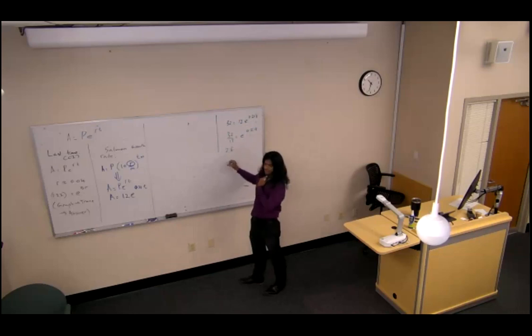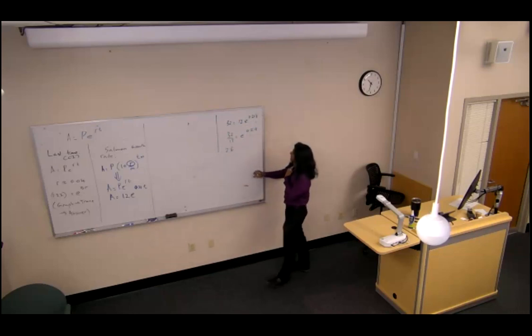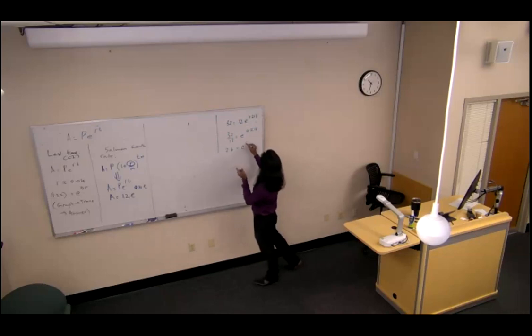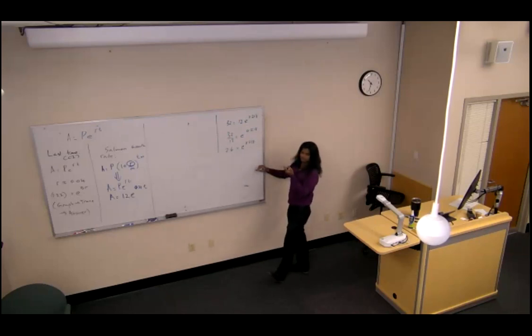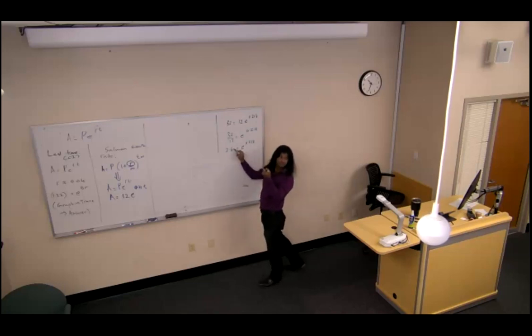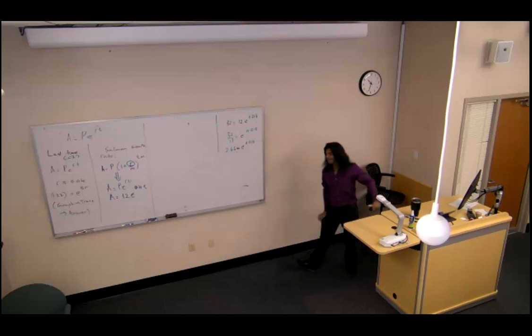2.6 approximately. One more decimal. 2.666. Oh, I didn't simplify. 2.67 is what you get.